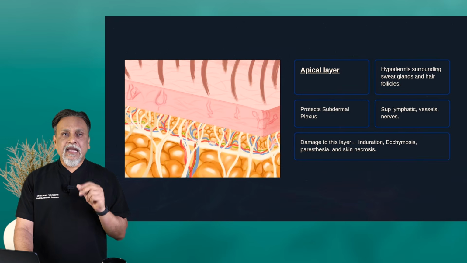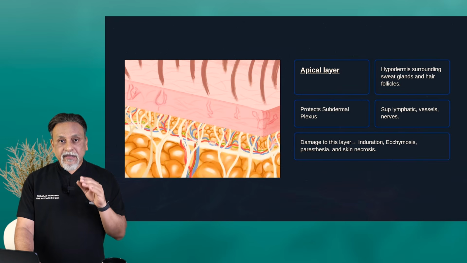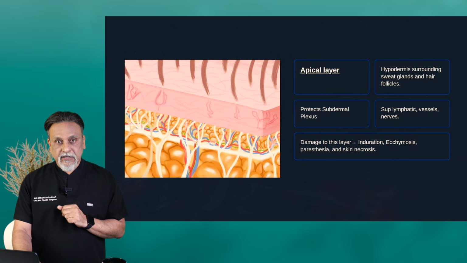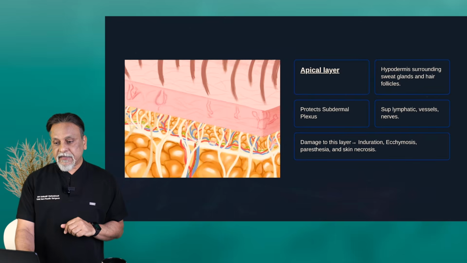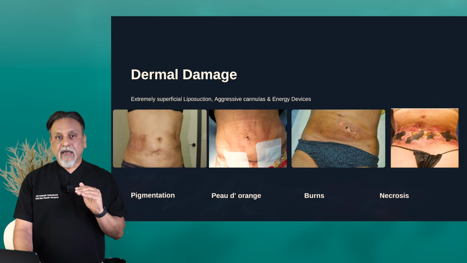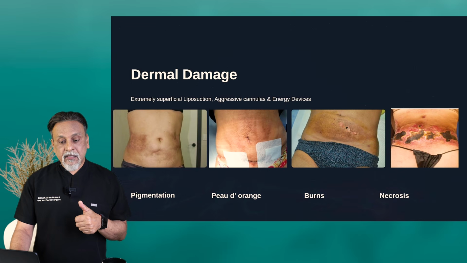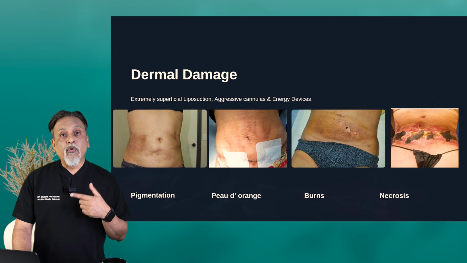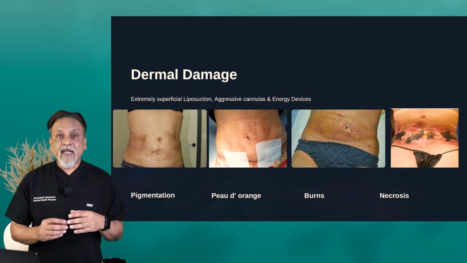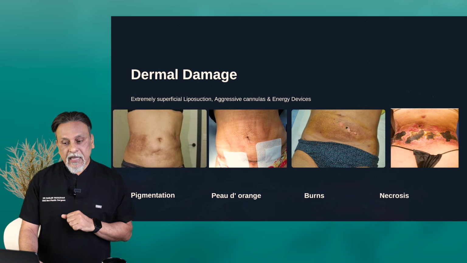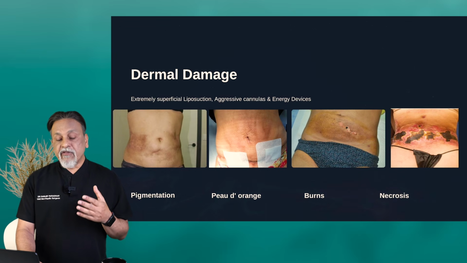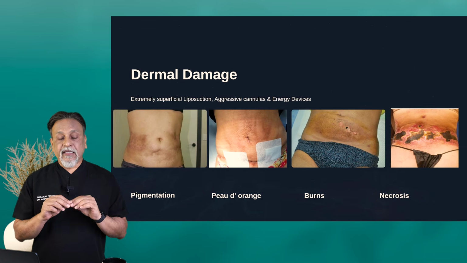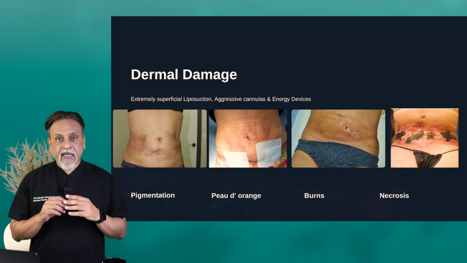Now let's look at the apical layer. Apical layer of the fat is the fat that protects the hypodermis, which has a very important vascular plexus and also superficial lymphatics. Now, if you damage this layer, you can get complications like hyperpigmentation, excessive bruising, more pain, peau d'orange, which is scarring of the dermis because of damage in that subdermal layer, burns, and even necrosis, particularly if you use high energy devices. So this layer needs to be protected, and this layer needs to be understood everywhere in the body.